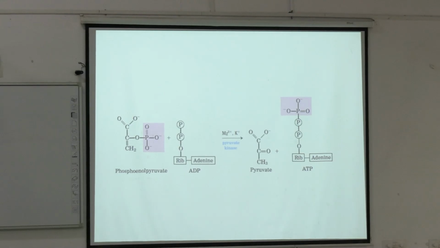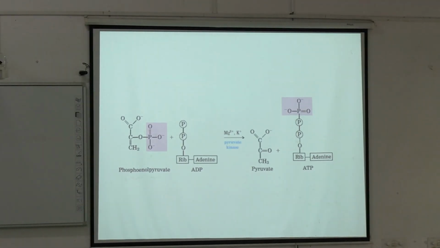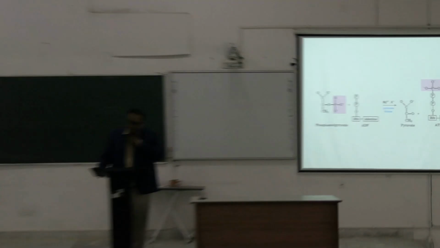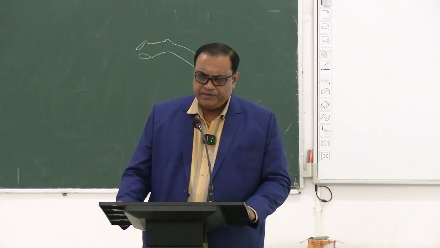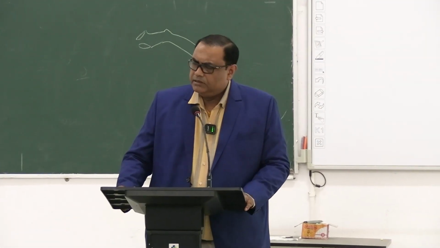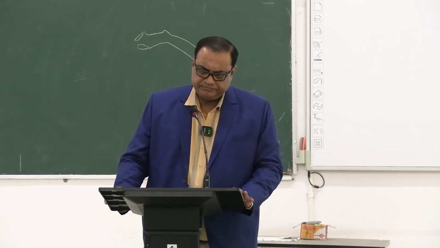2-phosphoenol pyruvate is converted to pyruvate via the enzyme pyruvate kinase. Pyruvate kinase requires magnesium ion, and in addition to magnesium ion, it also requires potassium ion. This is the difference here. So now this is step 10. Now, if we consider it as aerobic glycolysis, then step 10 is the last step.